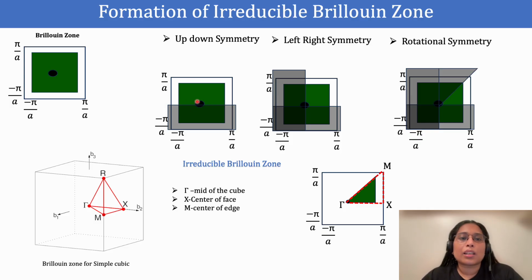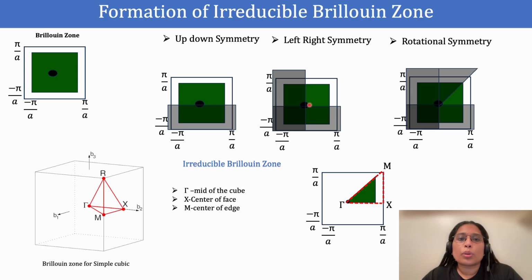In the next step, we will be checking whether it has left and right symmetry on the upper portion. As it has left and right symmetry, we will be considering only one part that is represented in the next picture. So we can avoid this portion also. Next, so now we have this much portion.